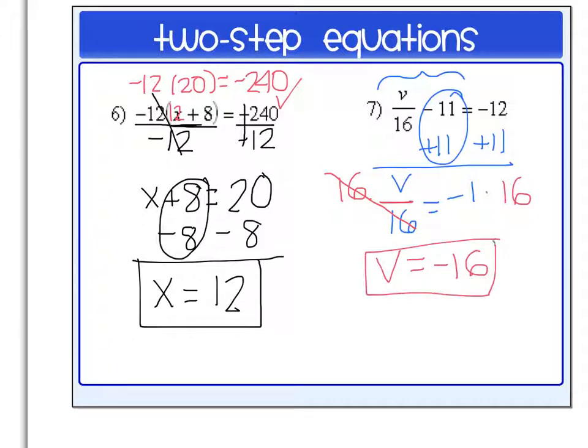To check our work, I'm going to plug in negative 16. Negative 16 over positive 16 is negative 1, minus 11. We keep it, change it, flip it, and we get negative 12. So we know that our answer is correct.